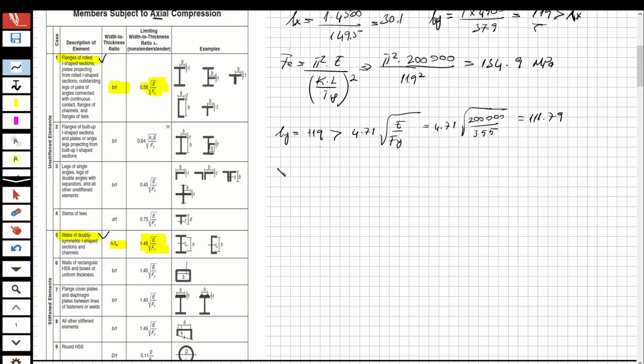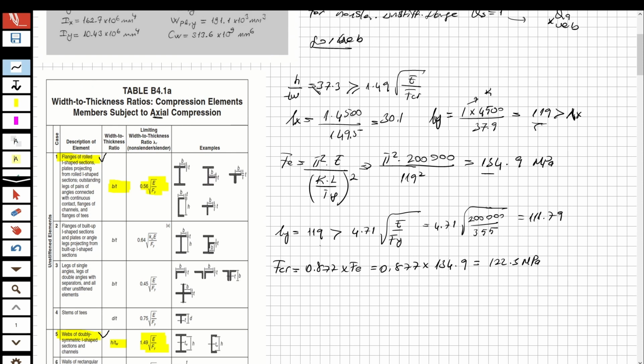This is going to be F critical, and this is going to be 0.877 multiplied by Fe. So this is going to be 0.877 multiplied by 134.9, and this is going to be equal to 122.3 megapascal.